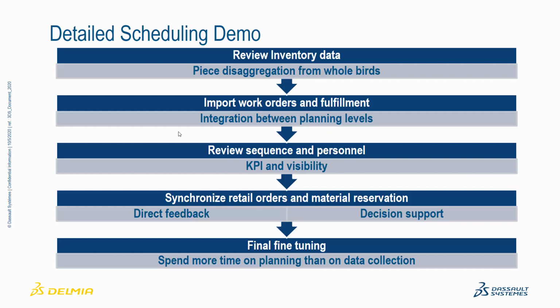So the demo workflow is going to start with, we'll review the inventory data, look at the piece disaggregation from the whole bird flock. We're then going to look at the latest imported work orders from the MPS. And we're going to try and review the sequence that we had from previous and fit those new work orders in. Have a look at our personnel requirements. We'll then sync the customer orders, or the retail orders, and allocate the material reservation to ensure that we actually fulfill all the customer orders that we want. And in the end, we'll see how we can use the system to improve the plan even further.